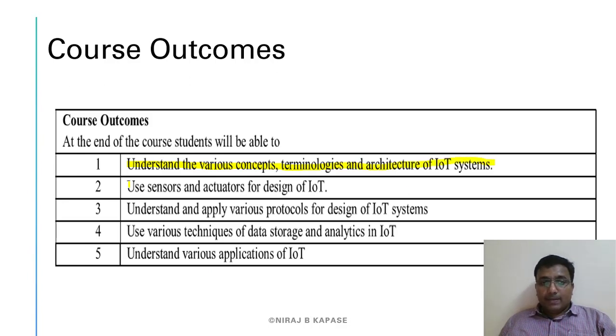Then you can use sensors and actuators for the design of an IoT system, like what are the different sensors and actuators you are going to use for designing different types of IoT systems. Then understand various IoT protocols, like as I told, there are different protocols like MQTT, CoAP, those kinds of things you are going to understand after this course. Then use various techniques for data storage and analytics in IoT. So this is again important.